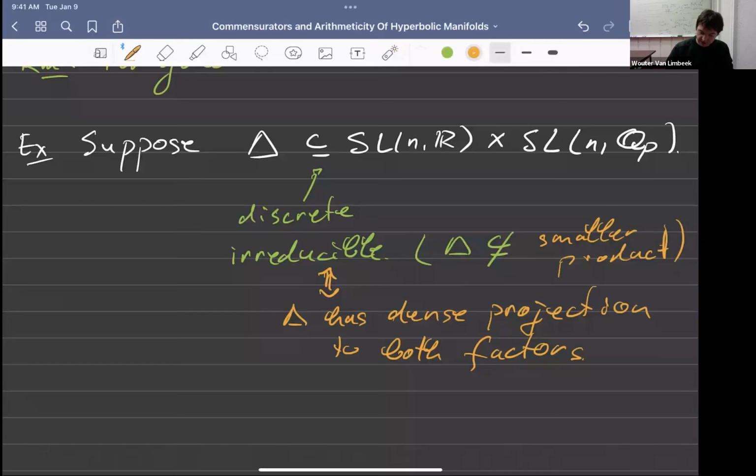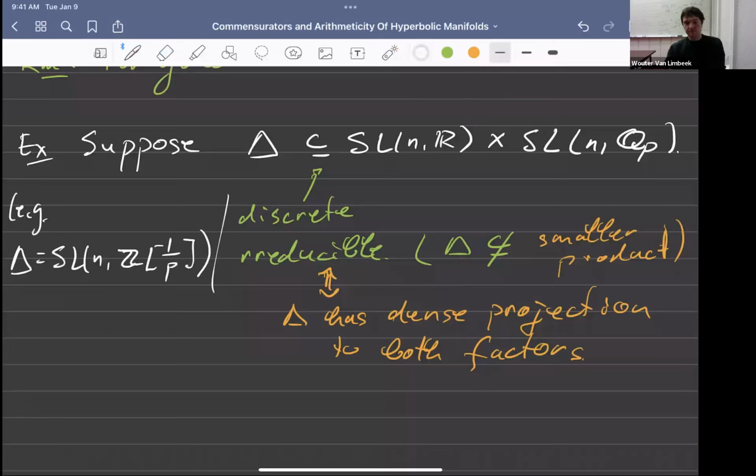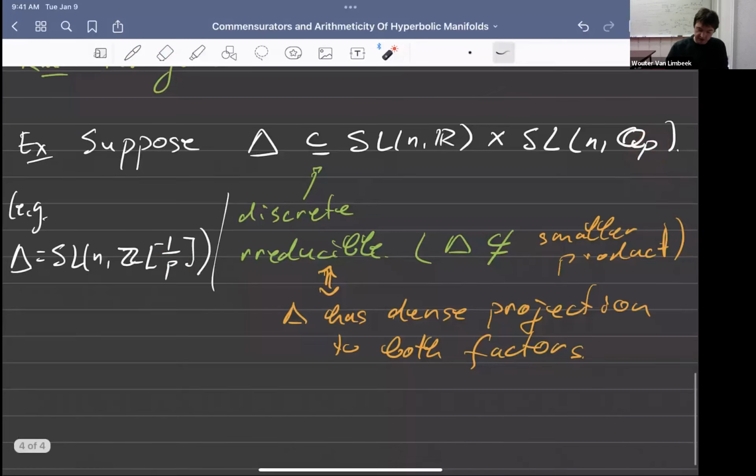And this kind of thing happens all the time. For example, a good group that does this is when you take SLN with integer entries, but now not just integer entries, but also everything with denominators involving some prime p, where this p is the same prime as this p. It turns out that this group has this property.